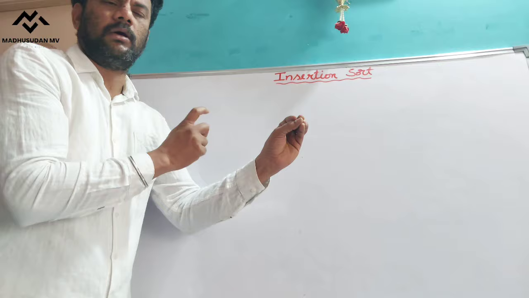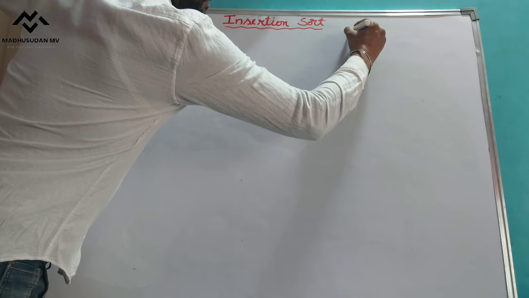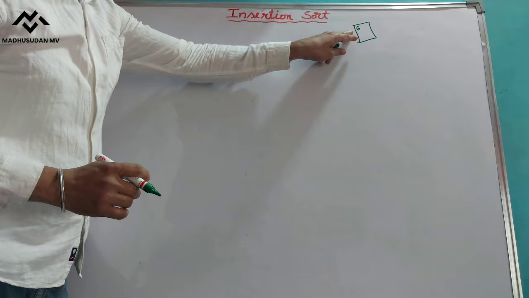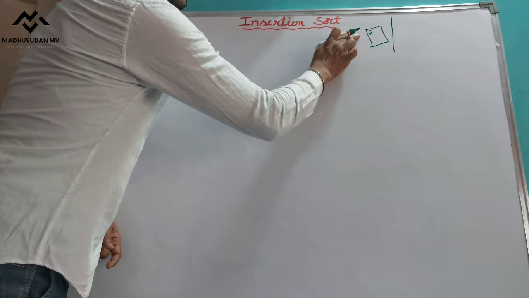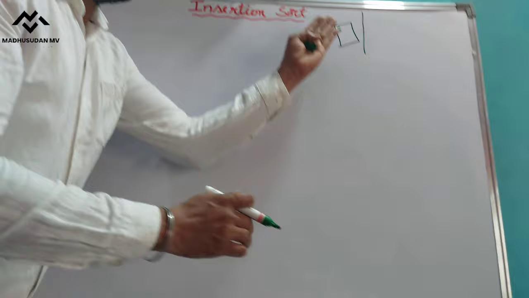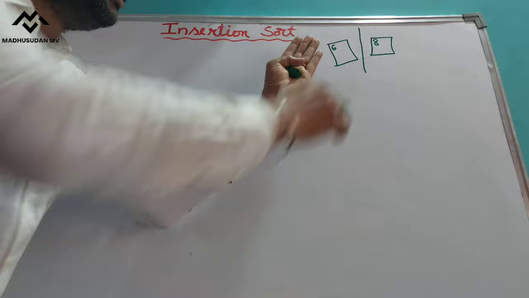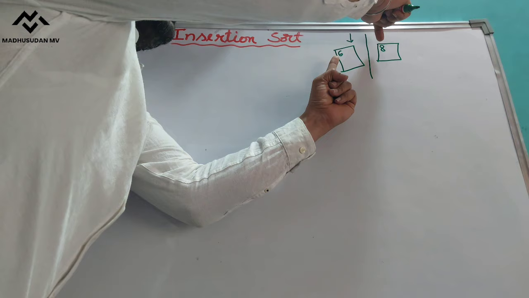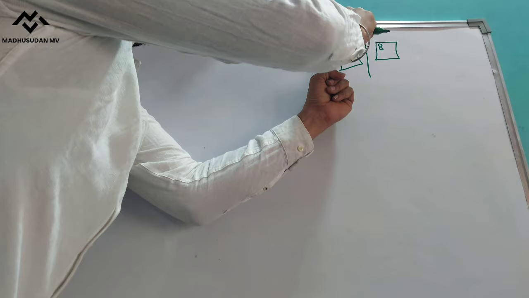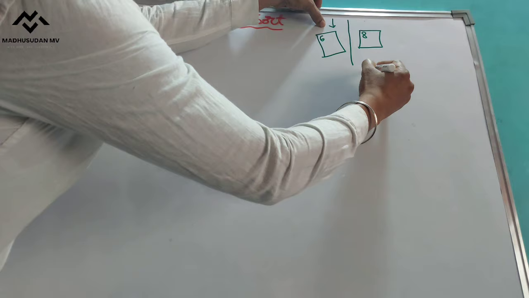Let us assume that in my hand I already have one card, 6. This card is already sorted, since it is the only card we have. Now the new card I got is, for example, 8. This is my hand, which is already sorted, and this is the new card. Now I compare this new card with my hand. Since 8 is greater than 6, I keep it in front of it. So I keep 6 and then 8. Now these two cards are sorted.